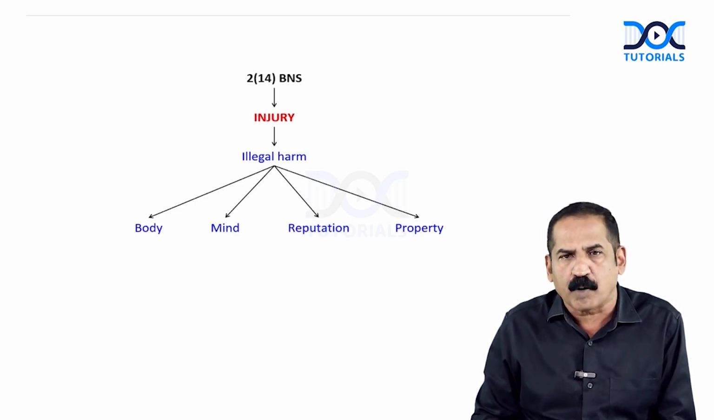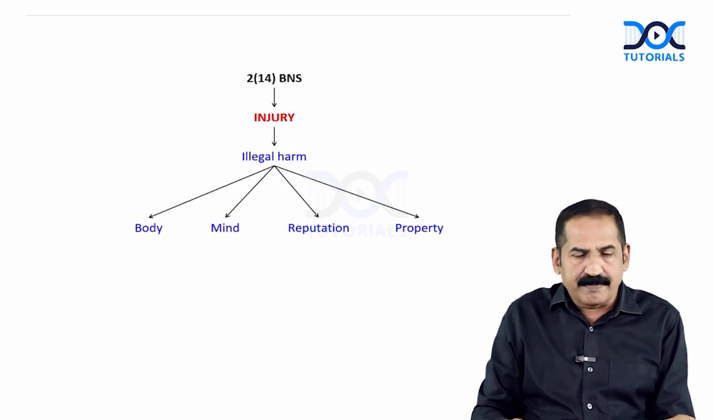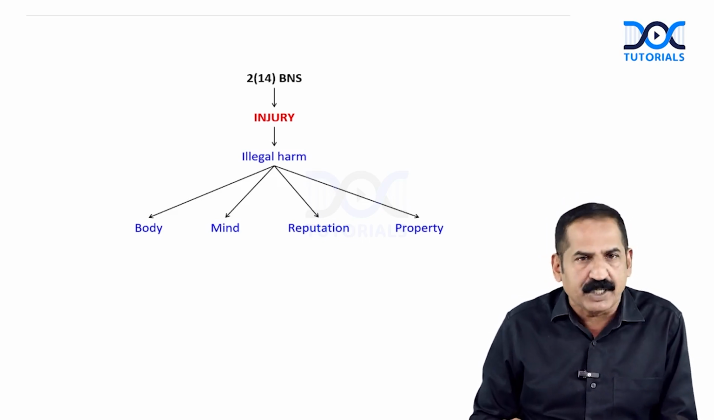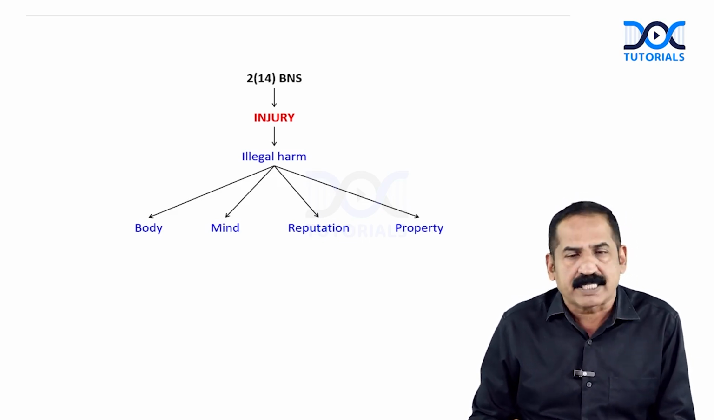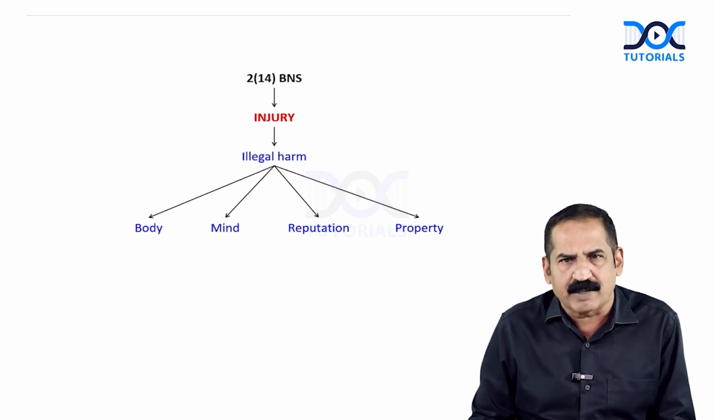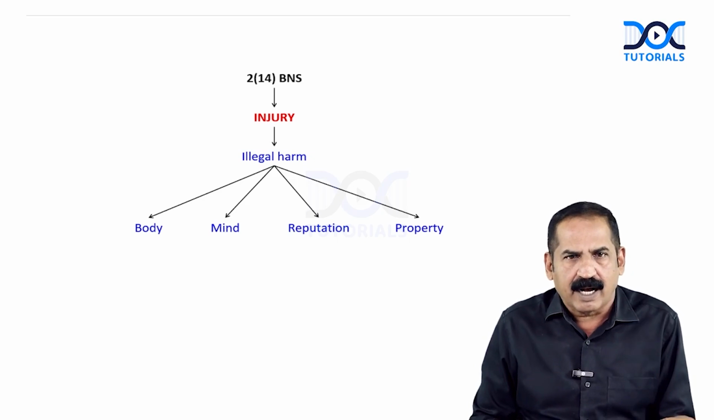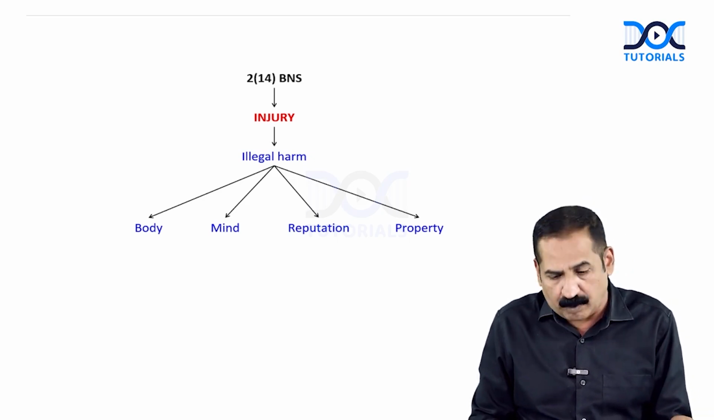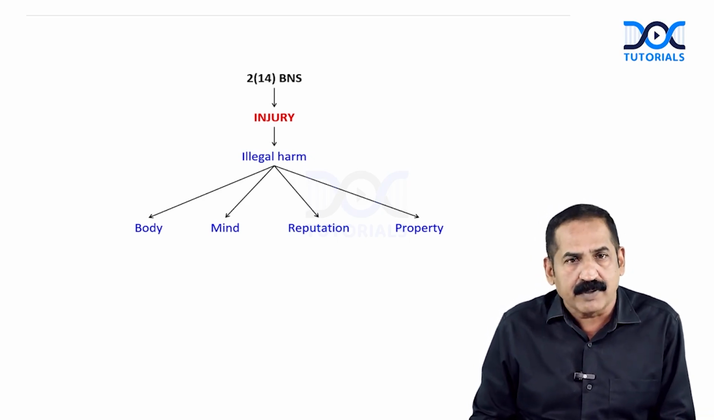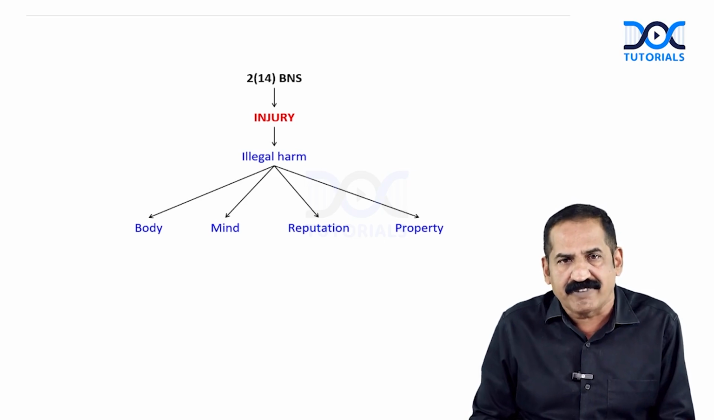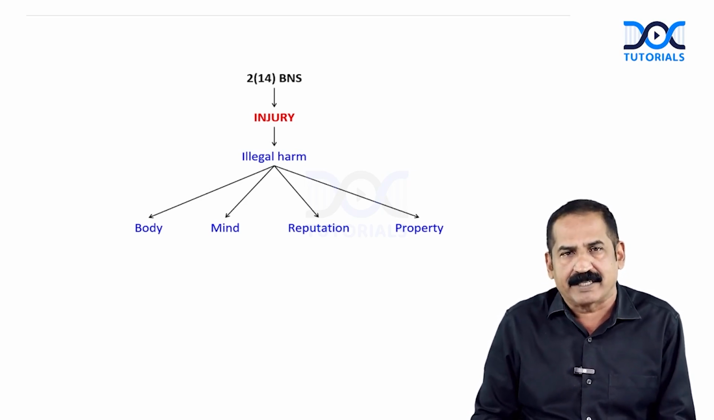reputation or property. Say for example, I go and hit a person, that is injury to the body. I abuse a person, it is injury to the mind. I talk dishonestly about a person or I give some statement in social media or newspaper, anywhere, then it is injury to the reputation. I steal any movable property of a person or even immovable property, I put a fence in somebody else's land, that is injury to the property.